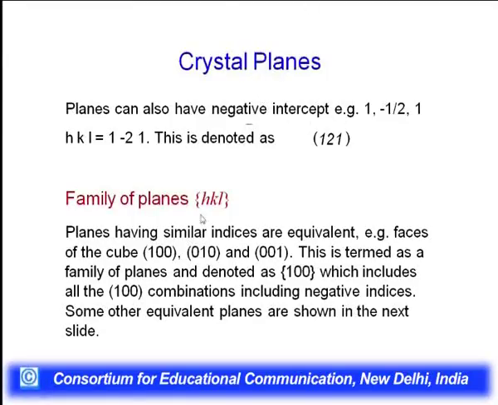Now we have the crystal planes. The planes can also have a negative intercept, as I already discussed. Then we have this plane with intercepts 1, minus 1 by 2 and 1. Then the HKL value for this is 1, minus 2, 1, and that will be denoted by 1, 2 bar, 1.